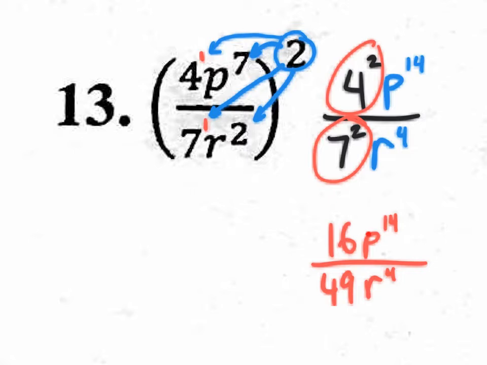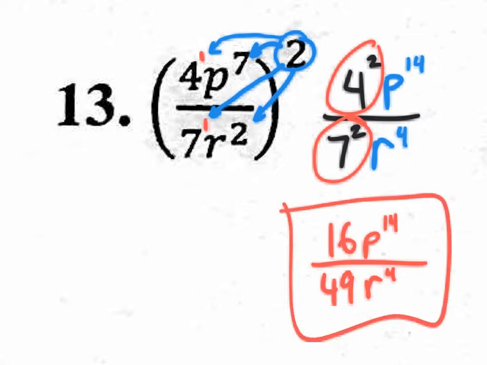Could I cancel out the p to the 14 with the r to the 4? No, those are different terms. You can't cancel, right? Could I cancel out the 16 and the 49? If you could reduce it, you reduce it, but you can't reduce 16 over 49. You can't reduce by 2, can't reduce by 3. That's as much as you could do. So that is your final answer for this problem number 13.